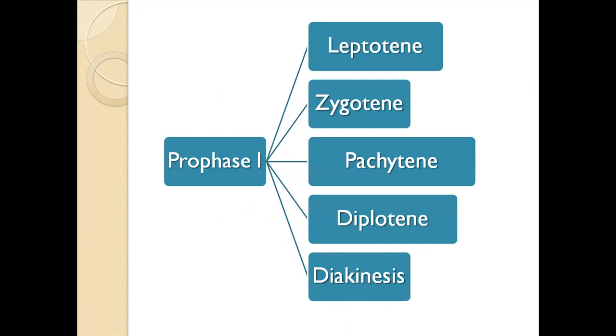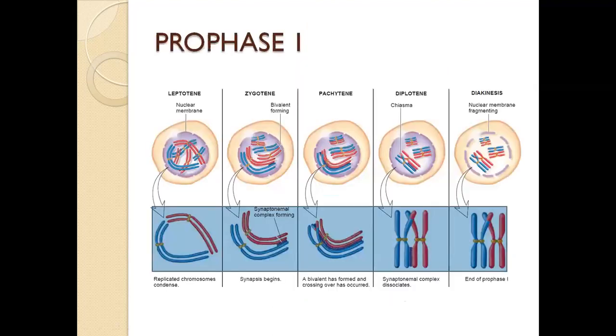Prophase 1 is the longest of all the phases during meiosis 1 or 2, because we are going to have 5 stages happening here. We have leptotene, zygotene, pachytene, diplotene, and diakinesis. And after that, we go to the next stage. So let's start with leptotene, and we're going to see a picture, and I will be explaining leptotene in this picture.